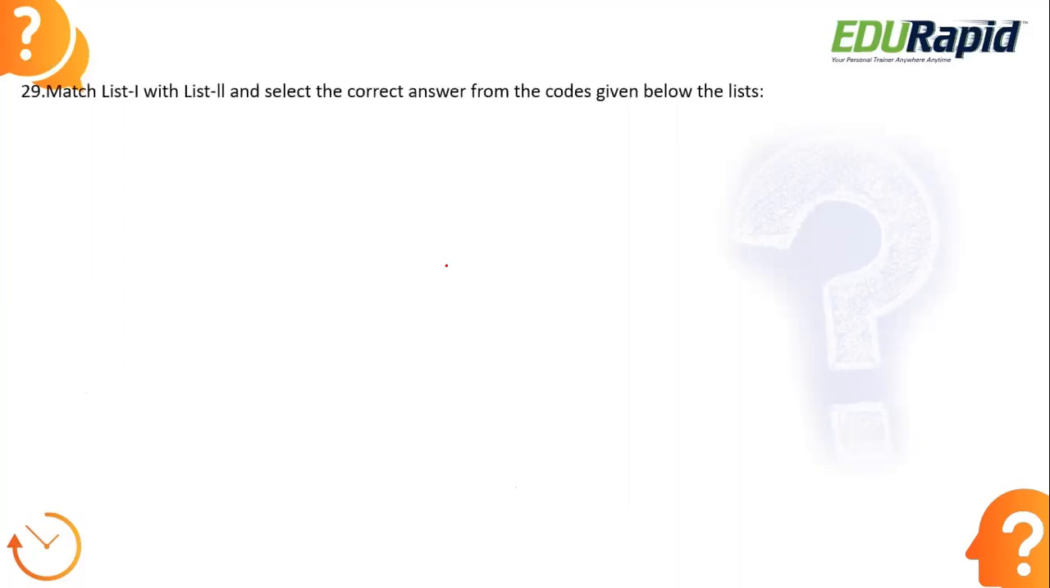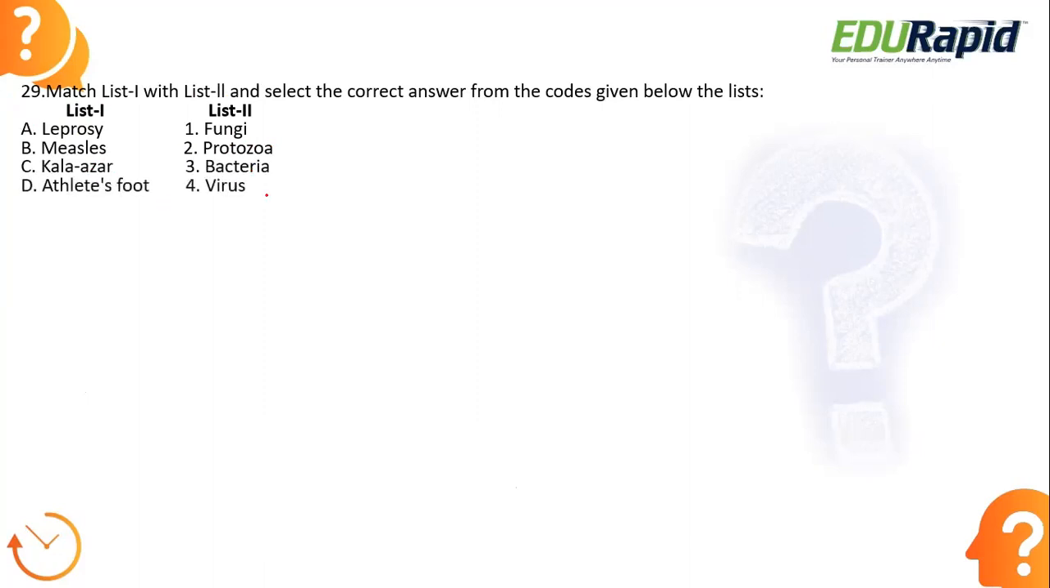Moving to the next question. Match list 1 with list 2 and select the correct answer from the codes given below the list. Under list 1, we have leprosy. Here under list 2, fungi, measles, protozoa. So the third option that we have here is Kala-Azar, bacteria, athlete's foot, virus.